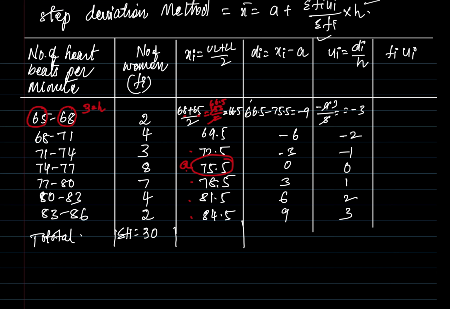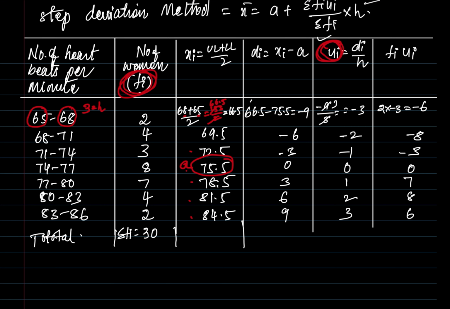Okay. Next, what you have to do? You have to multiply those terms. Which ones? fi and ui. So multiplying fi and ui, fi is 2 and ui is minus 3. So 2 into minus 3 is minus 6. In the same way, you have to multiply all the other terms. Here you will get minus 8, minus 3, 0, 7, 8, and 6.